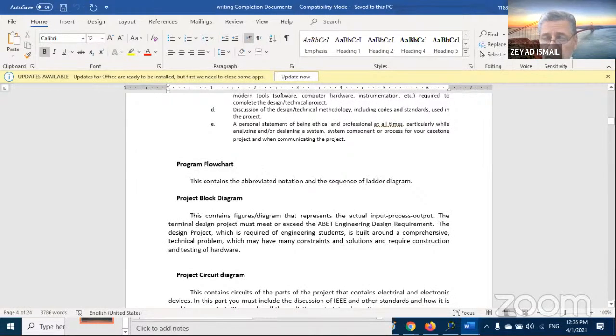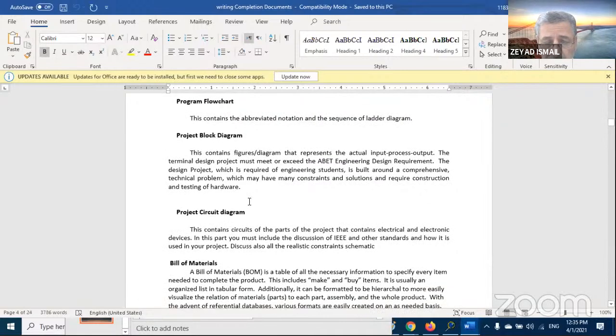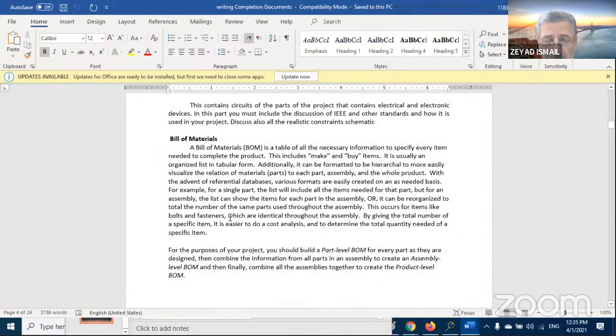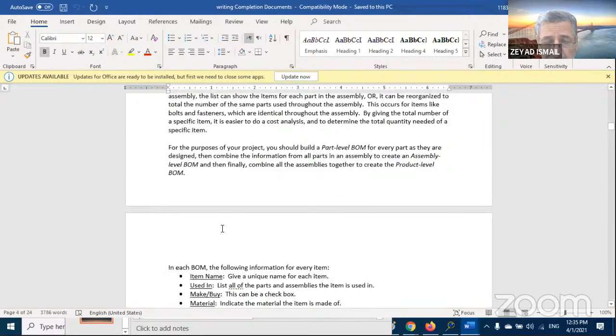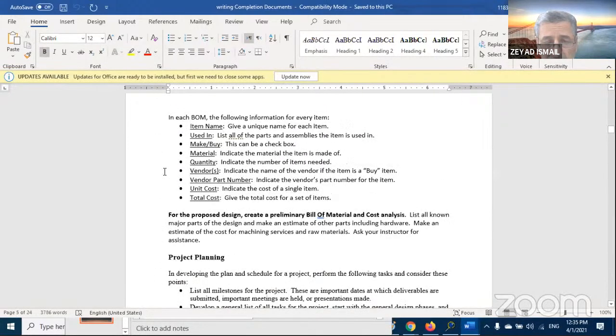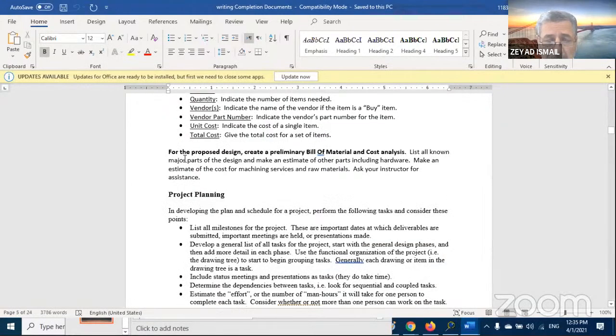flowchart, because either a PLC includes a ladder diagram and flowchart, or a microcontroller will include a flowchart for programming. Block diagram: explain the block diagram of his project and circuit, then Gantt chart, and then bill of materials. We'll see a sample for that in depth, but these are explained for the student during his project A.